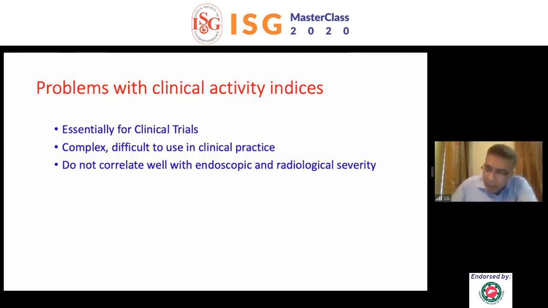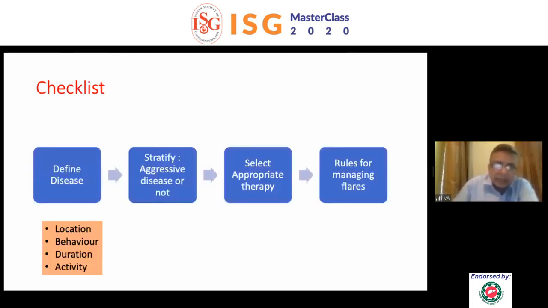But remember that when it comes to activity, the activity indices are the least well developed in Crohn's disease, considering the amount of advancement which has occurred. And these activity indexes are complex, difficult to use, and actually do not correlate well with endoscopic and radiological severity. So you should remember the limitation of these indices. So coming back to the checklist, we have defined the disease. We have looked at location, behavior, duration, activity.